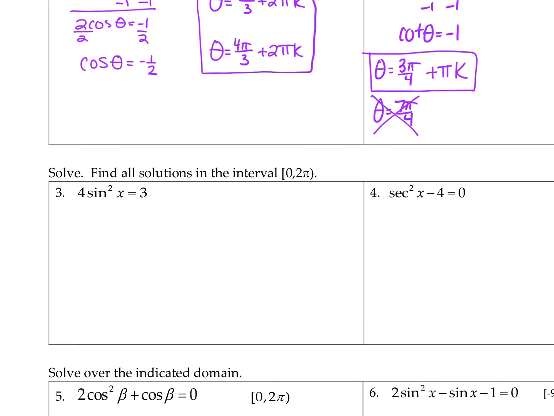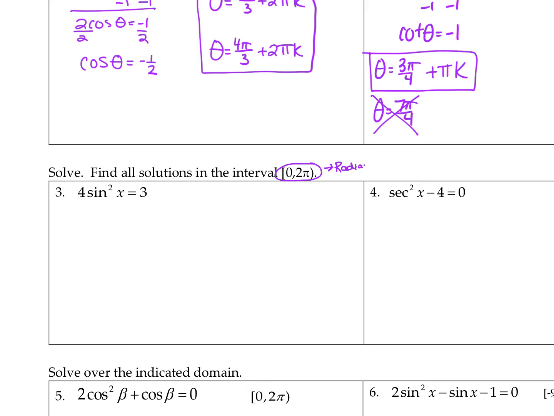In these next examples, it says find all the solutions on the interval of 0 to 2 pi. So we're going to find our solutions in radians on the unit circle. So if I'm going to solve number 3, I'm going to divide by 4. And then I don't want the sine squared. I want the sine. So I'm going to take the square root of both sides.